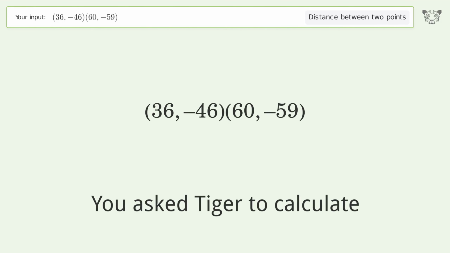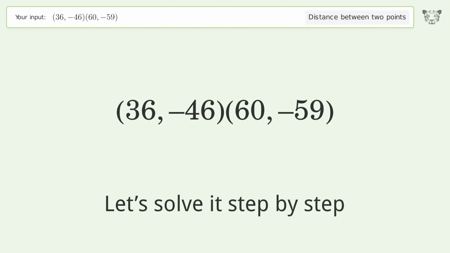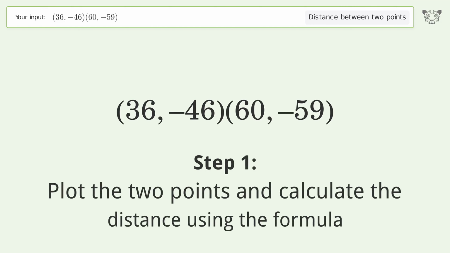You ask Tiger to calculate. This deals with the distance between 2 points. The distance between the 2 points is the square root of 745, or 27.295. Let's solve it step by step. Plot the 2 points and calculate the distance using the formula.